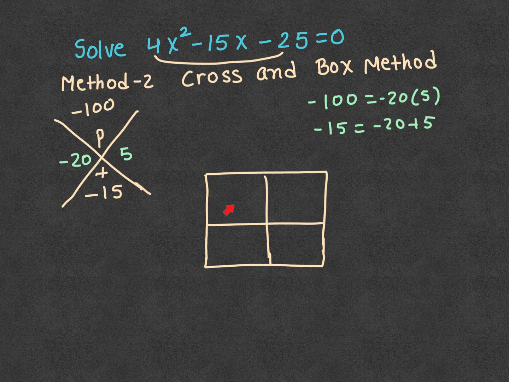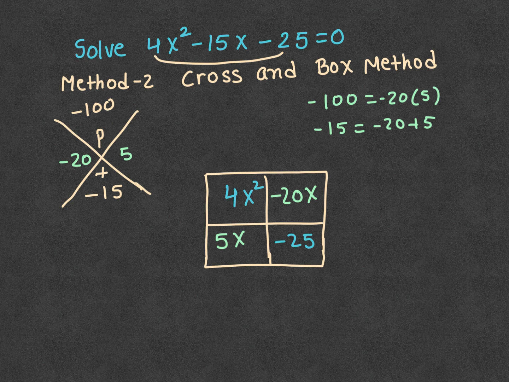In this first place, we use the first term from the given equation, so 4x squared. Across from it, this position is the last term from the given equation, negative 25, and the other two places will be filled with the numbers that we found, with x values. So we use here 20x and 5x.